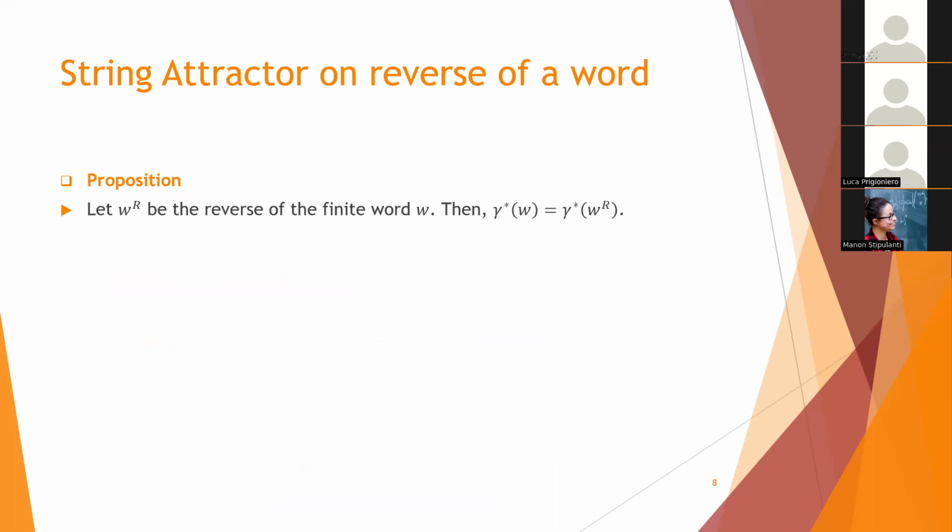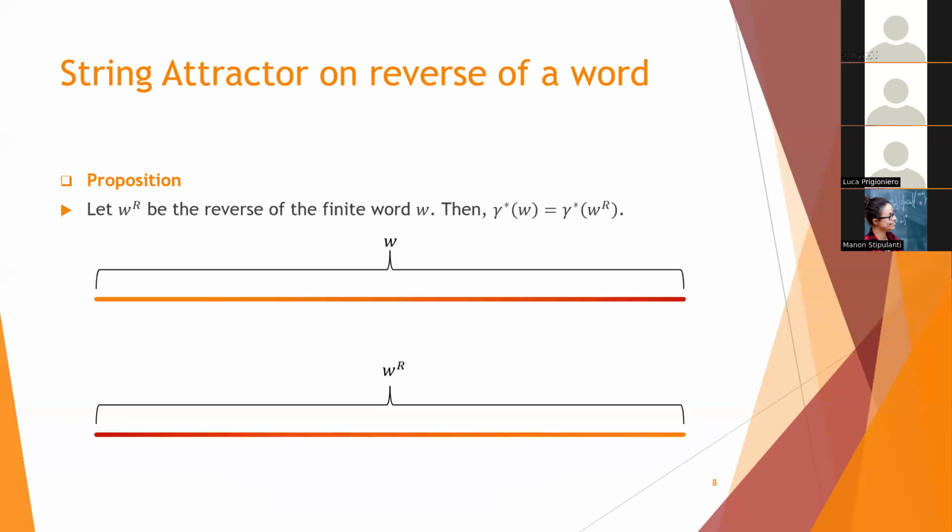So let's start by considering the reverse of a word. In this case, it's easy to see that the size of a small string attractor for a word is the same as that of its reverse. And this can be observed intuitively. In fact, given a string attractor for a word W, we can pick as positions in the reverse the symmetrical ones with respect to the center of the word. And this will lead to the fact that all the factors in the reverse will be covered.